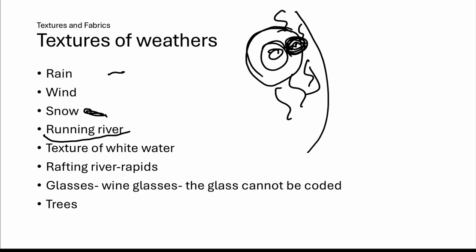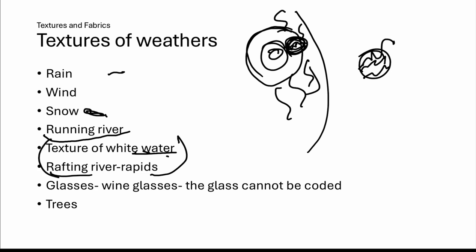An obvious one is also a running river, because the picture of the running water is created. It's sort of the texture of white water, such as white water rafting, or the rapids in the rivers. It gets programmed into this space. It's really obvious to see the white water.